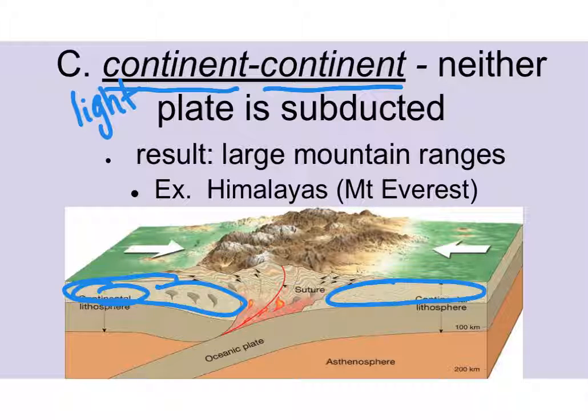And when this happens, they just smush together. And when they smush together, they don't really have anywhere to go but up. And so this is how we end up with these really, really large, really tall mountain ranges. And the perfect example of this is the Himalayas, Mount Everest, which is the tallest mountain on the earth. And this is how we end up getting that.